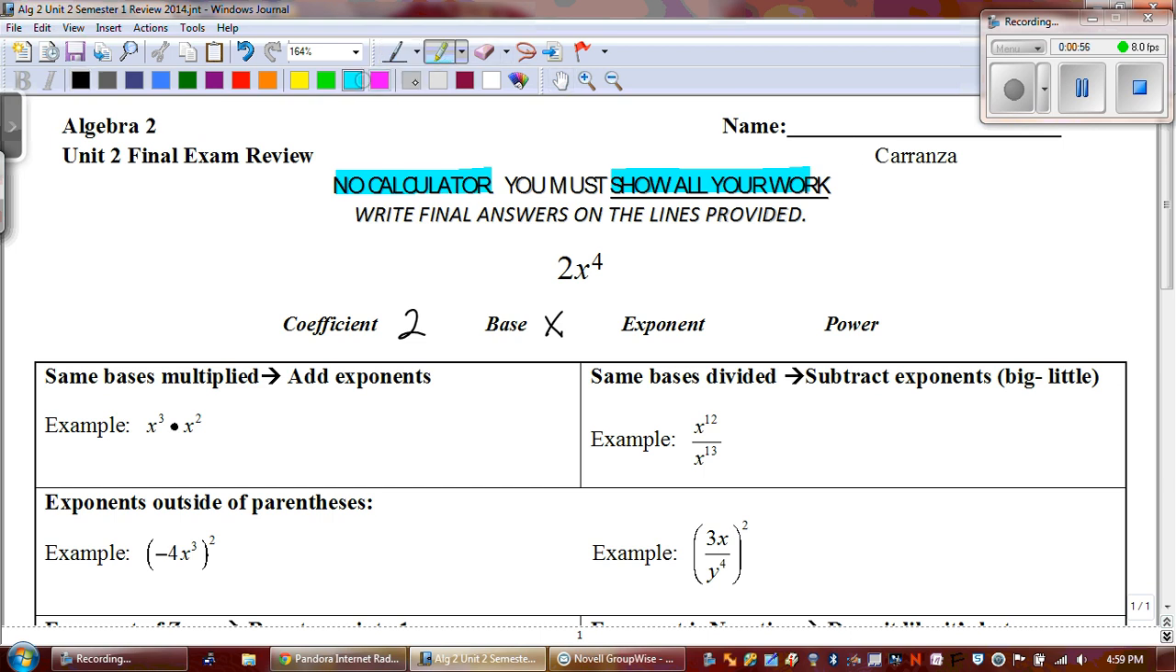Our exponent, hopefully all of you guys know the exponent. The exponent is the little number. Okay, it tells us how many of the base we have. Finally, the power is the whole part with the exponent. Okay, that exponent doesn't go to the 2, it's only connected to the x, so our power is x to the fourth. Okay, so that's a mini review of that part.